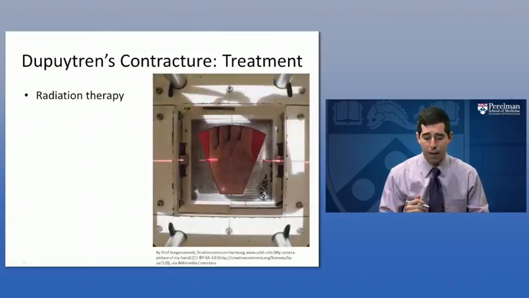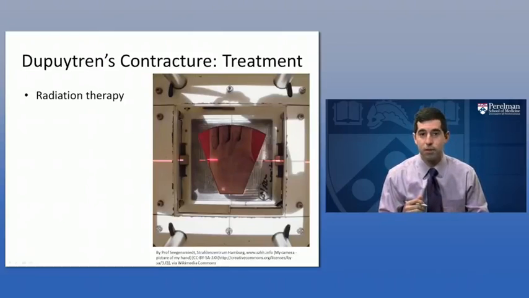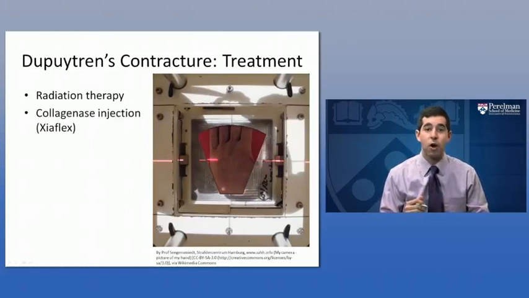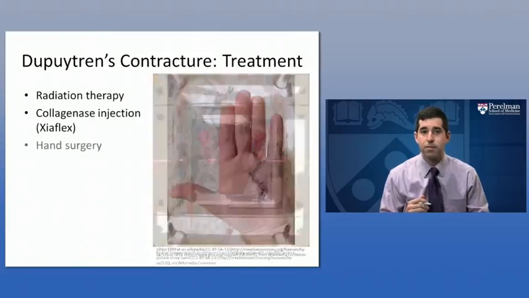So you see here's an example of somebody's hand within one of these radiation machines, and it's using a beam to direct that radiation to particular sites to be able to break down some of this excessive connective tissue. In addition to radiation therapy, there are injections of collagenase, which helps to break down collagen. Collagen is one of the main proteins of connective tissue. The brand name for collagenase injections is mainly Xiaflex.